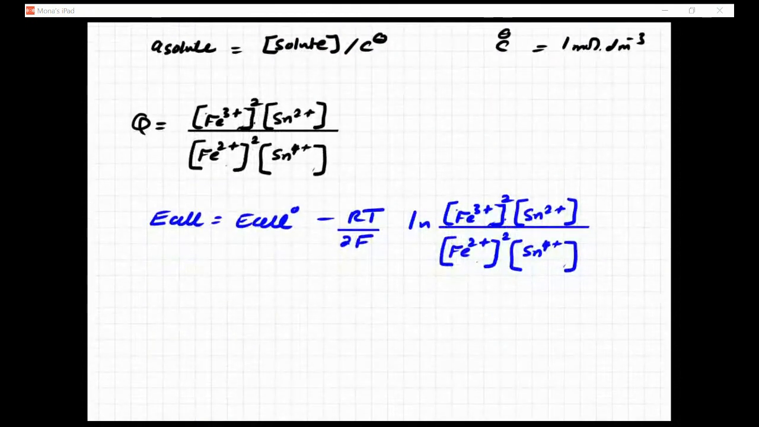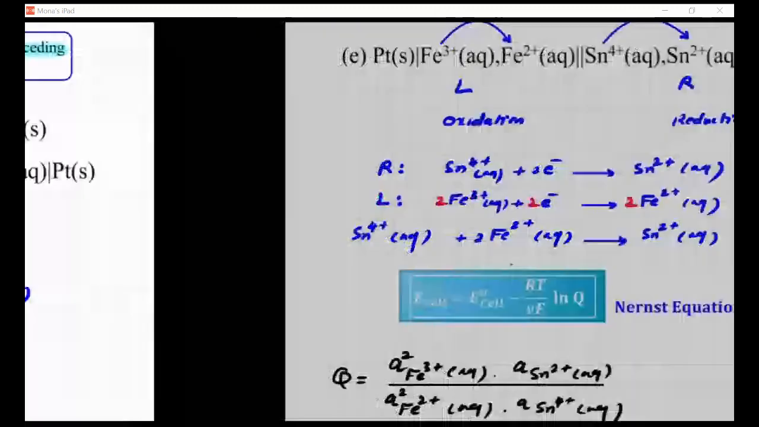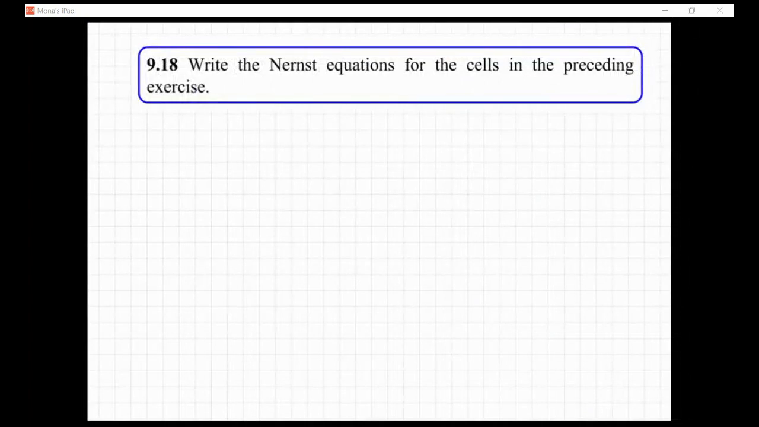Now, of course, we have other parts, but I don't have time to solve everything. Now, see the Nernst equation for the cells in the preceding exercise, right? So this is what we have done now. So we don't need this anymore.